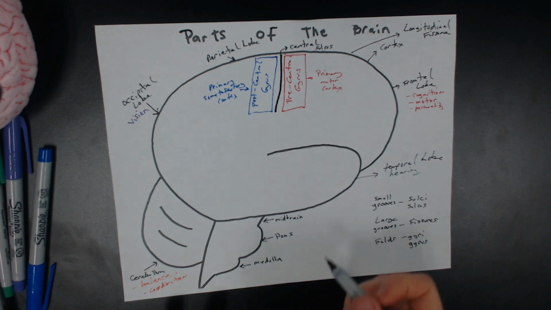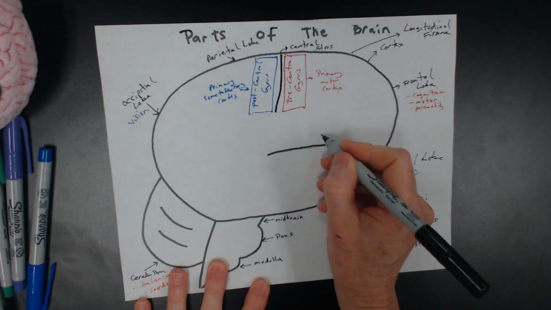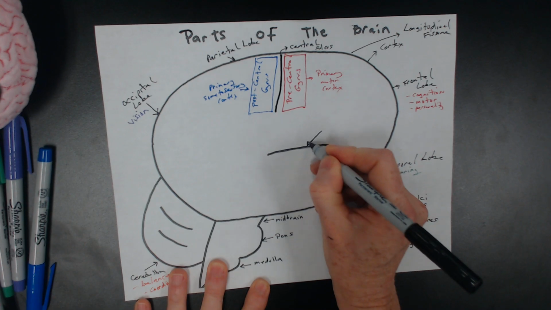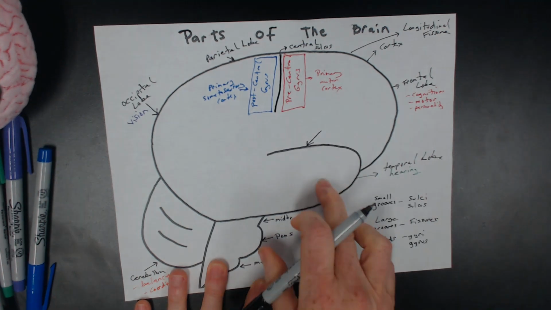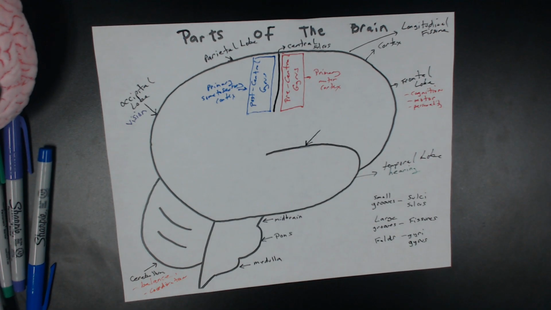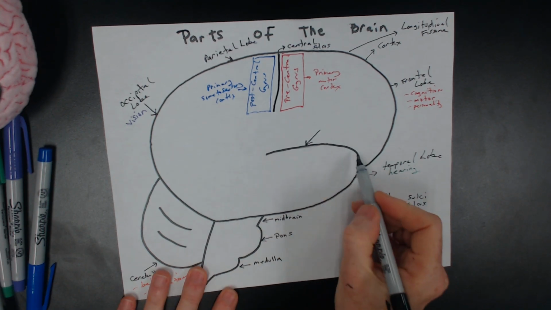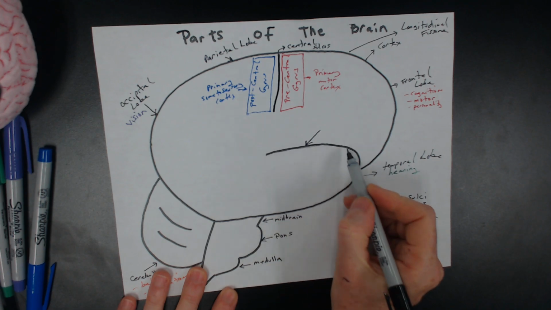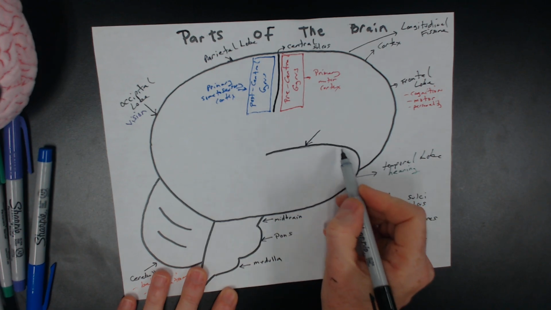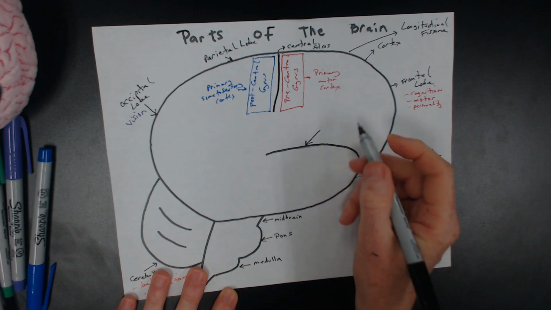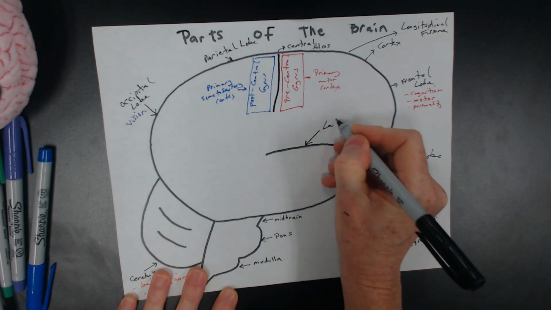But then there's another popular fissure that you need to be aware of. It sits right here. It separates the temporal lobe from both the frontal and the parietal here. Does anyone know the name of this fissure? Again, big groove, this big groove that separates out the boxing glove. It's called your lateral fissure.